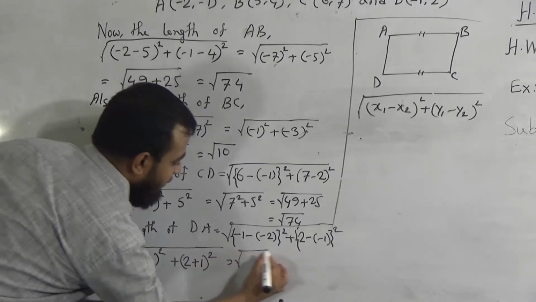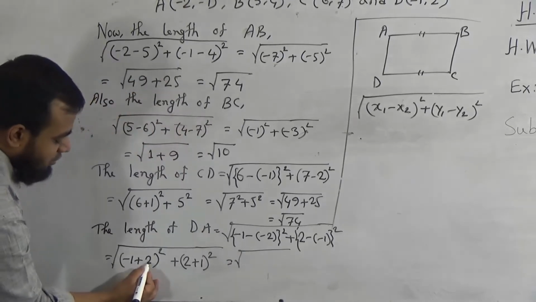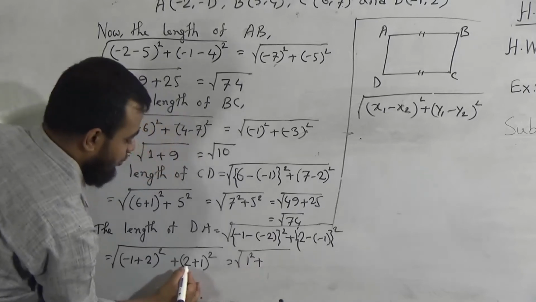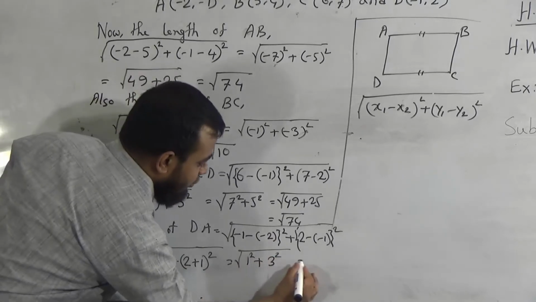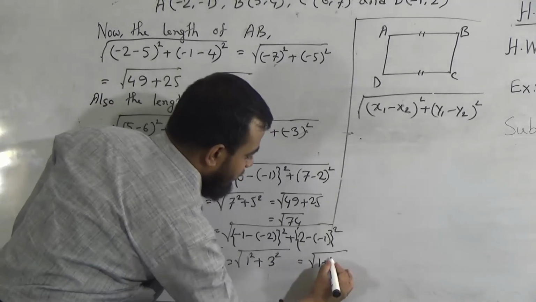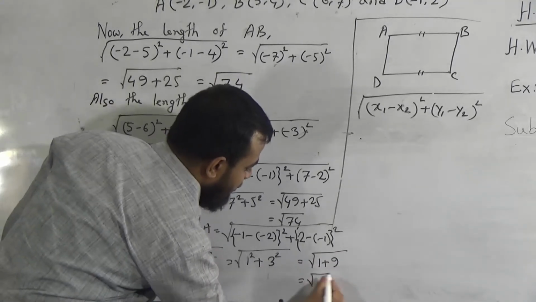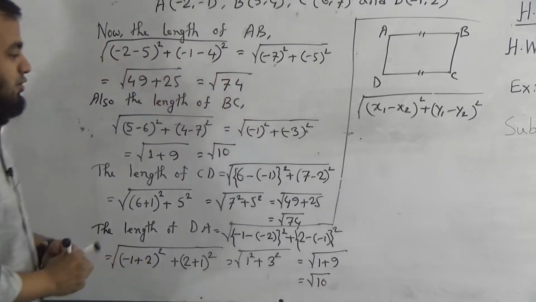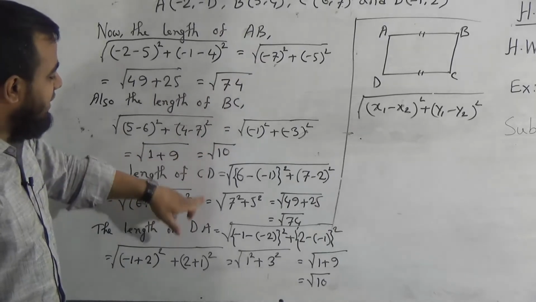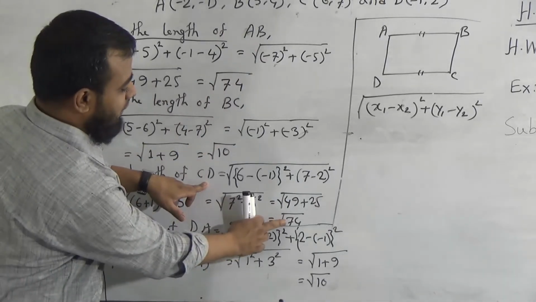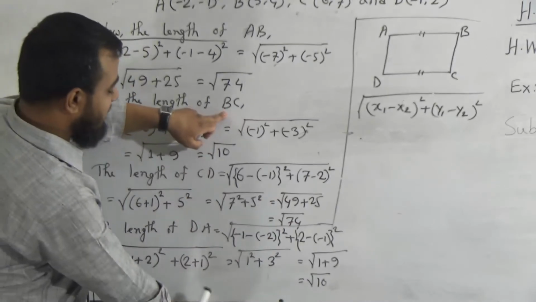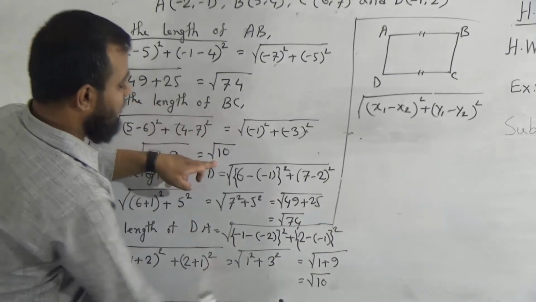So it will make very easy. It is minus 1 plus 2 makes 1, so 1 square, plus 2 plus 1 equal to 3 square. So 1 square equals 1 and 3 square equals 9, so that's equal to square root of 10. We can say that, my students, the length of AB and the length of CD is equal. That means square root of 74. And, my student, the length of BC and length of DA is equal. That means square root of 10.